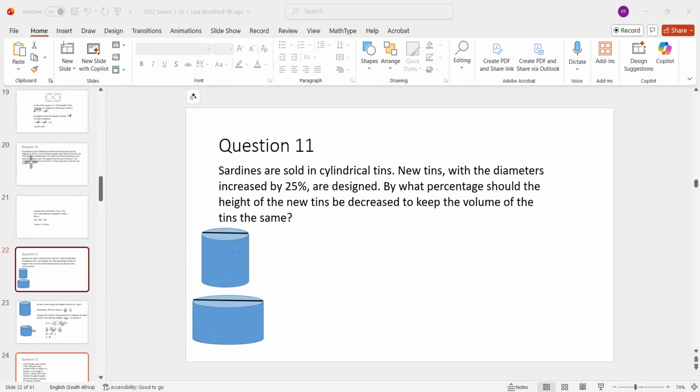Now, so this thing here is 25% more than that. So let's call this diameter D.